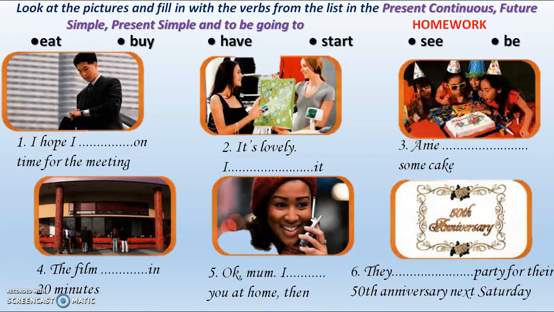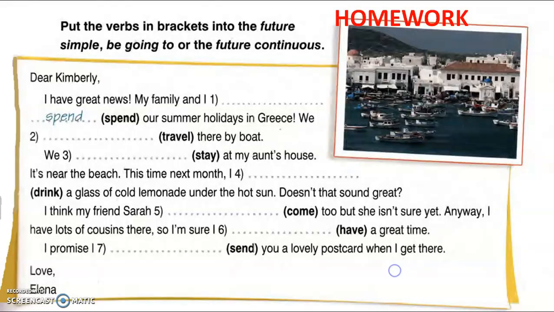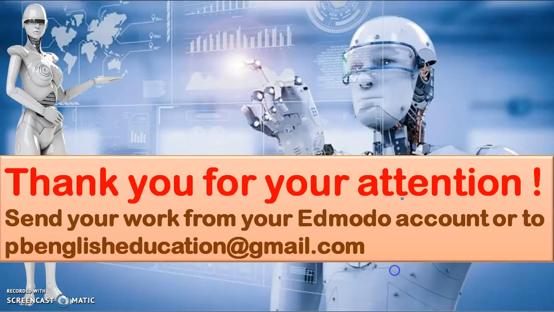Here, it's an exercise for you. You have to look at the pictures and fill in the verbs from the list in present continuous, future simple, present simple, or be going to. Here, it's another homework for you, where you have to put the verbs in brackets into one of the future forms, and it is a postcard. I think it will be very easy for you.